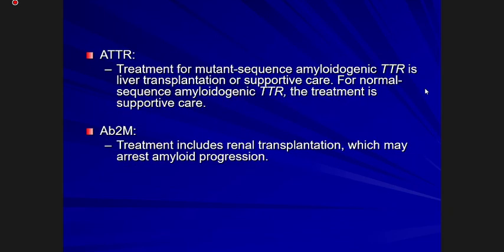For ATTR protein, okay, liver transplantation, okay, to treat the mutant type, and of course supportive care, especially for the normal type. For beta-2 microglobulin, you can do renal transplant. Okay, so I think that's about it now.